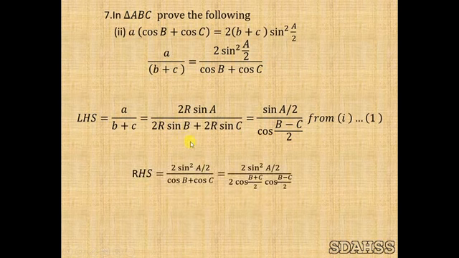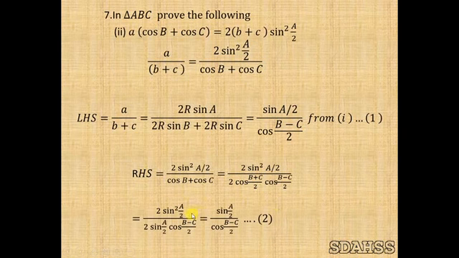Now consider the RHS, 2 sin square A by 2 divided by cos B plus cos C. You keep the numerator as it is, 2 sin square A by 2 divided by, in the place of cos B plus cos C we can write 2 cos (B plus C) by 2 into cos (B minus C) by 2. You keep the numerator as it is. In the place of cos (B plus C) by 2, we can write cos (90 minus A by 2), and cos (90 minus A by 2) is sin A by 2, into cos (B minus C) by 2. Here 2 cancels, sin A by 2 and sin A by 2 cancel, remaining sin A by 2 divided by cos (B minus C) by 2.